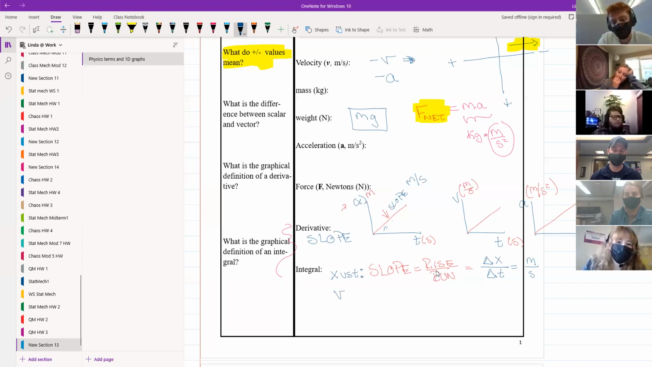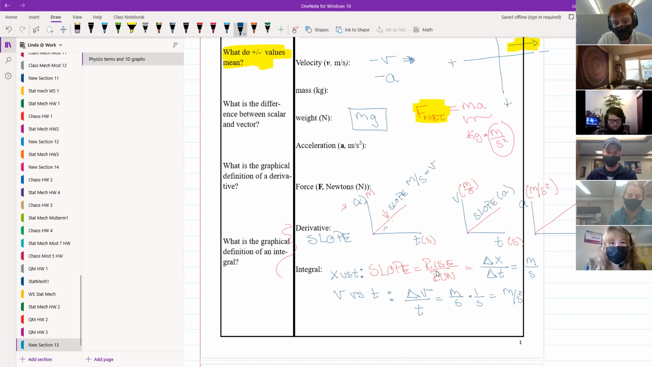Now let's do velocity versus t. My slope there is going to be my change in velocity over my time. So my units there are meters per second times 1 over seconds, otherwise known as meters per second squared. And what quantity is that? Acceleration. Yep. So the slope of a velocity versus time graph gives me acceleration.